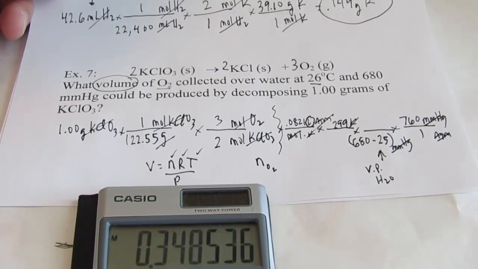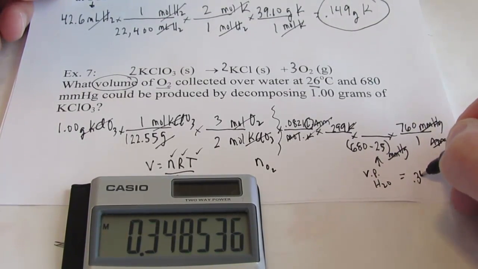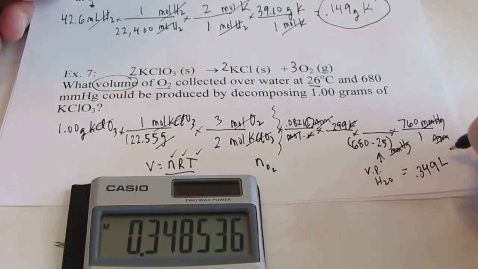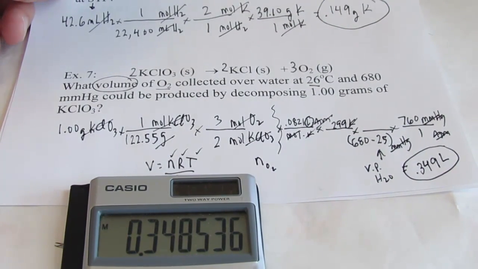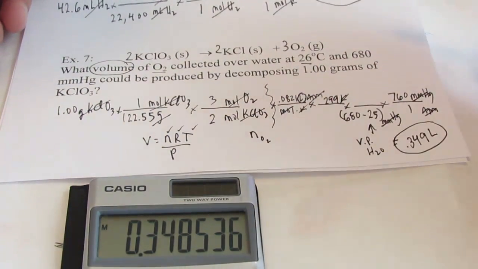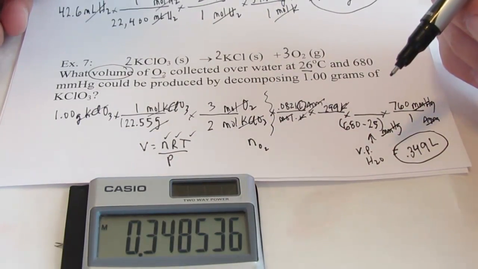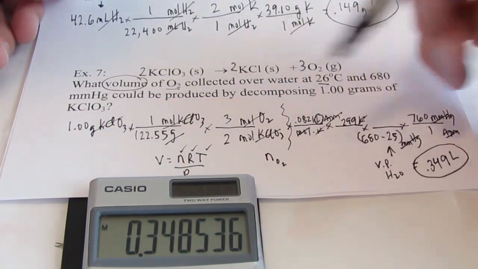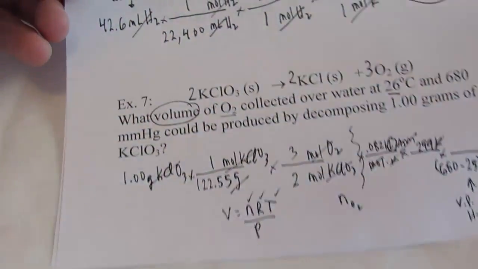Now, if I plug that all in correctly, I get 0.349 liters of gas would be produced. So that's how we handle it if we're not at STP. We have to employ PV equals nRT, and we solve for the variable that we're looking for. In this case, it was volume. Okay? All right. Let's move on to the next problem.